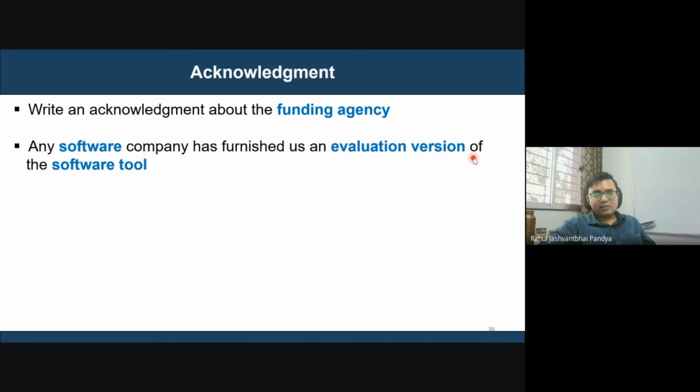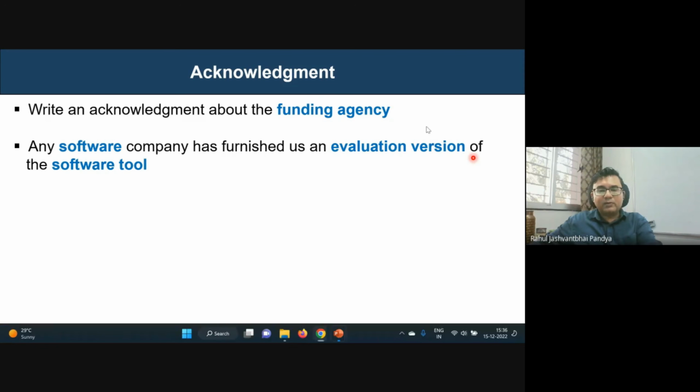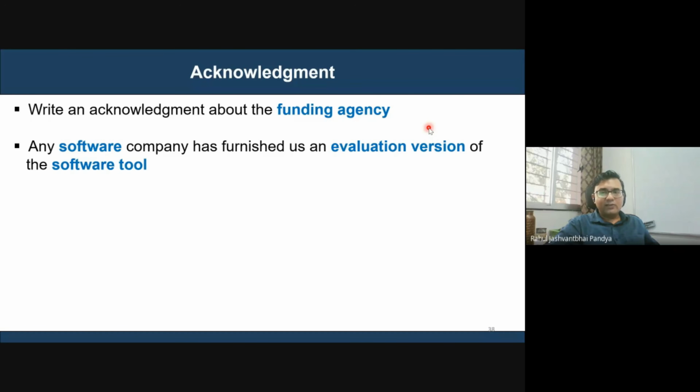So that's very important. If you are using any software, evaluation software, let's say a software company gave us a demo tool for a month, we worked on it. To avoid conflicts of interest, always give the acknowledgement, so that we avoid the conflicts of interest there.